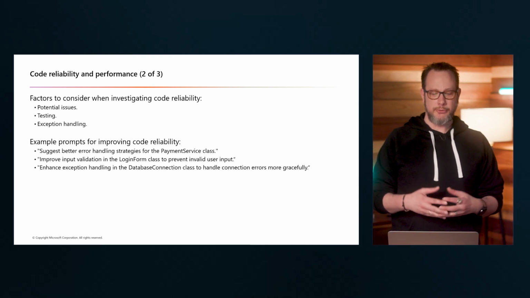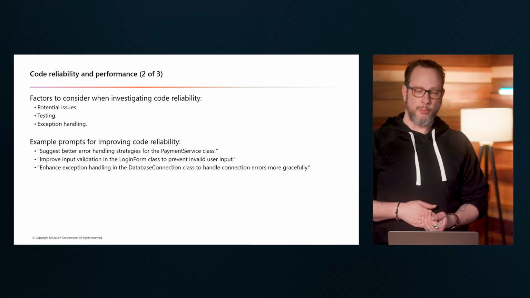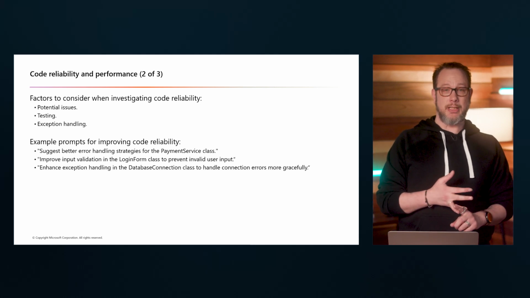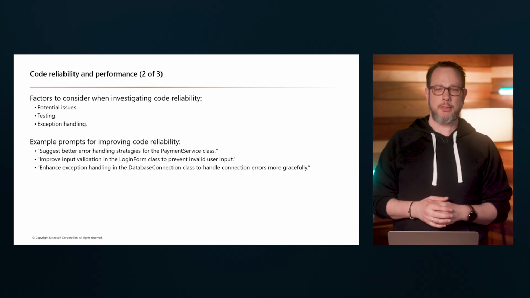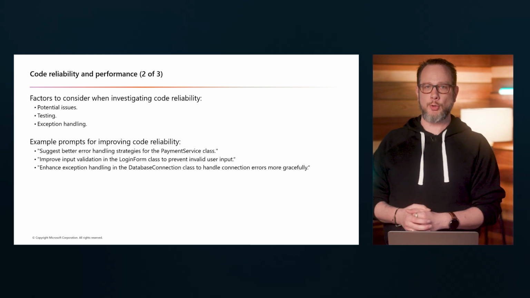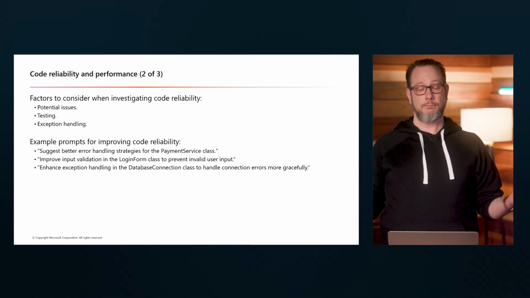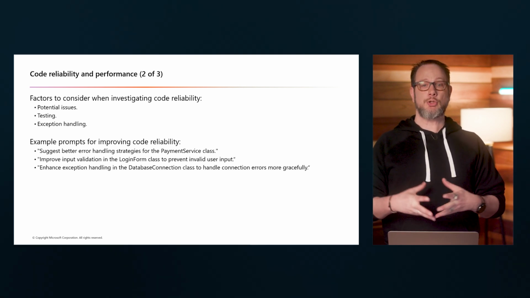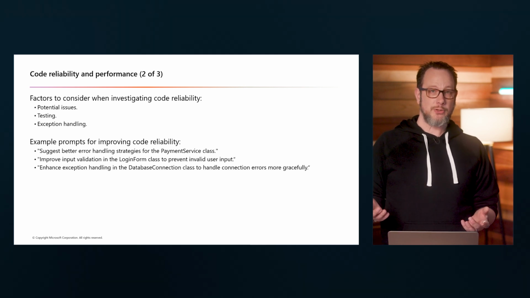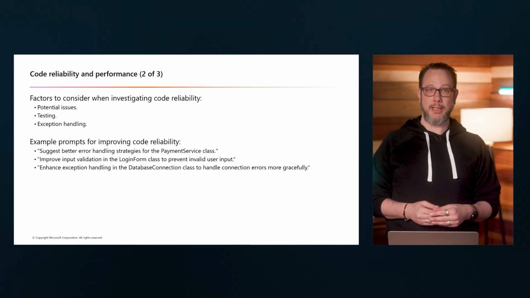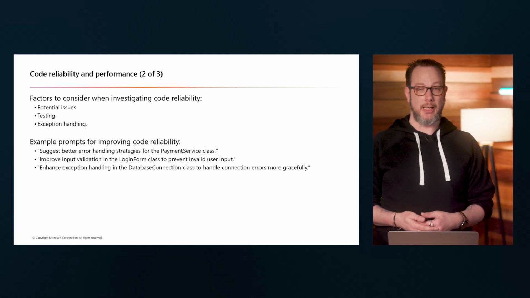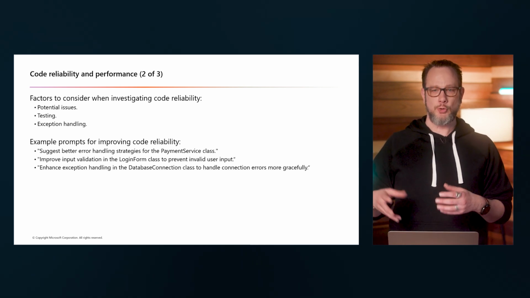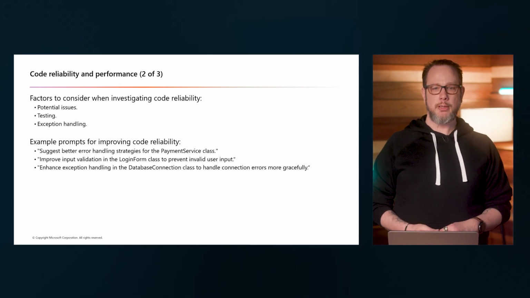So again, how does this map with using GitHub Copilot? We touched on the technical and functional domains, potential issues, testing, and exception handling. Going back to the good old natural language-based approach, interacting with generative AI, go back to GitHub Copilot, maybe rely on GitHub Copilot Chat, and just start using prompting. As easy as, can you suggest better error handling for my payment service class? Could be an easy example. Or: improve input validation in the login form. That would be a viable prompt.